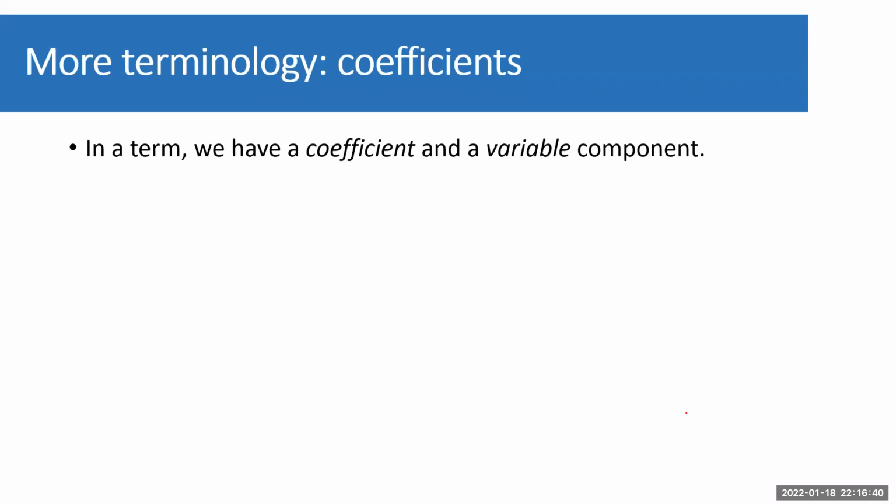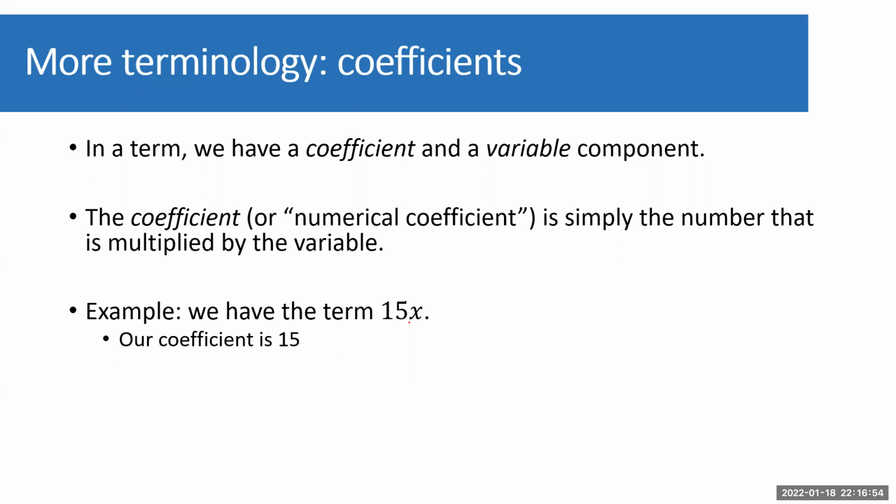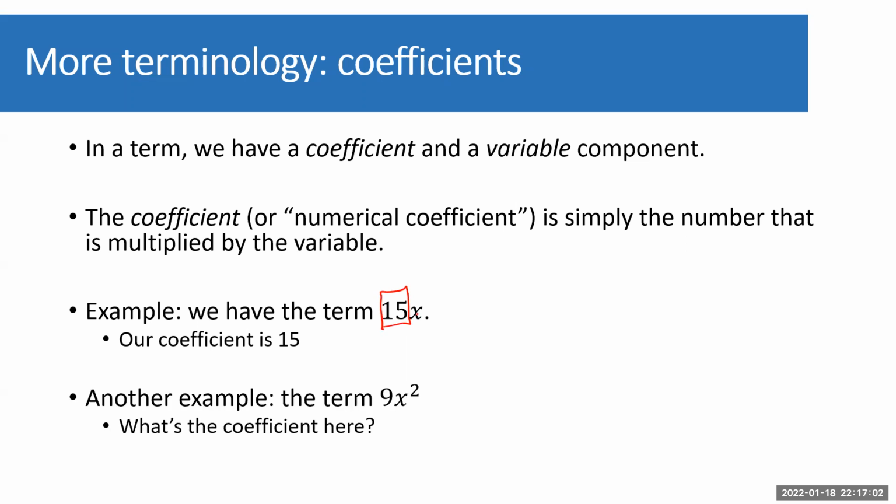More specifically, in a term, we have what is called a coefficient and a variable component. So the coefficient, or mathematically speaking, the numerical coefficient, is the number that's multiplied by that variable component. So here, if we have 15x, 15 is our coefficient, because it's 15 times the variable x. What about here? The term 9x squared, what's our coefficient? Hopefully you answered 9, because that's the numerical part here. It's 9 times x squared.